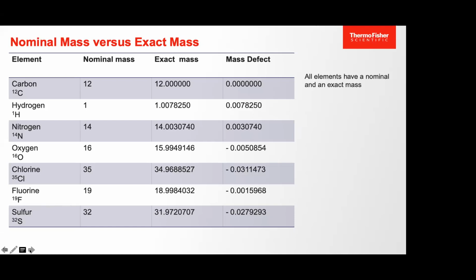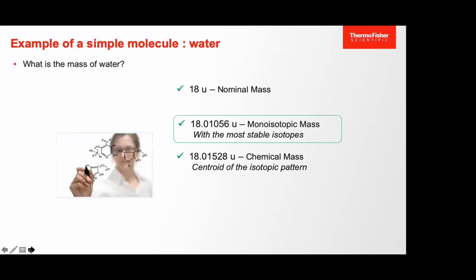Next. So with this table, now you will know that water is not 18. 18 is actually a nominal mass. That means we round up to the integer, it becomes 18. The actual figure is 18.01056. So this is called monoisotopic mass, without the isotope pattern, and it is the most stable isotope.